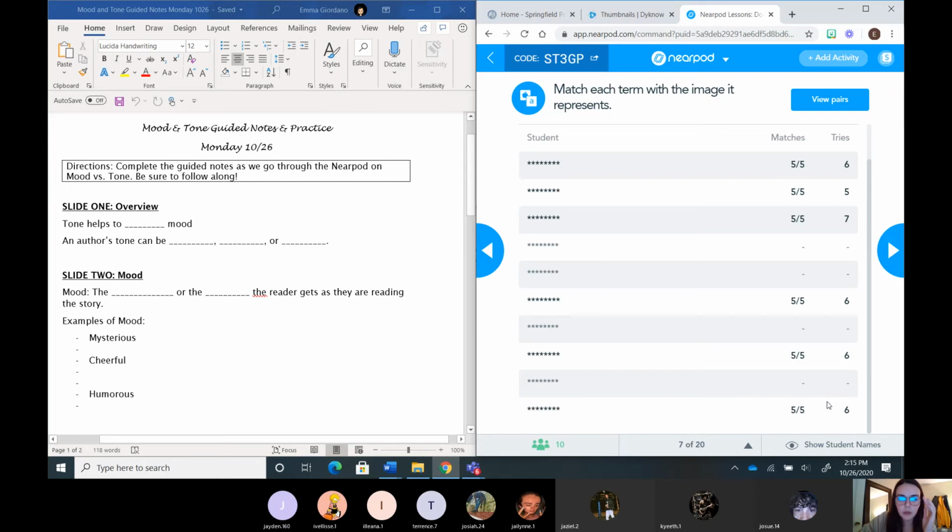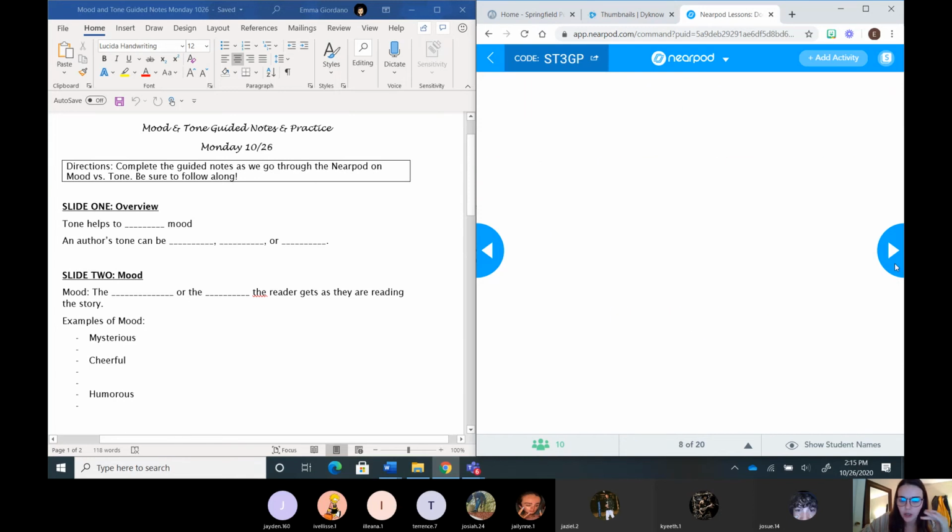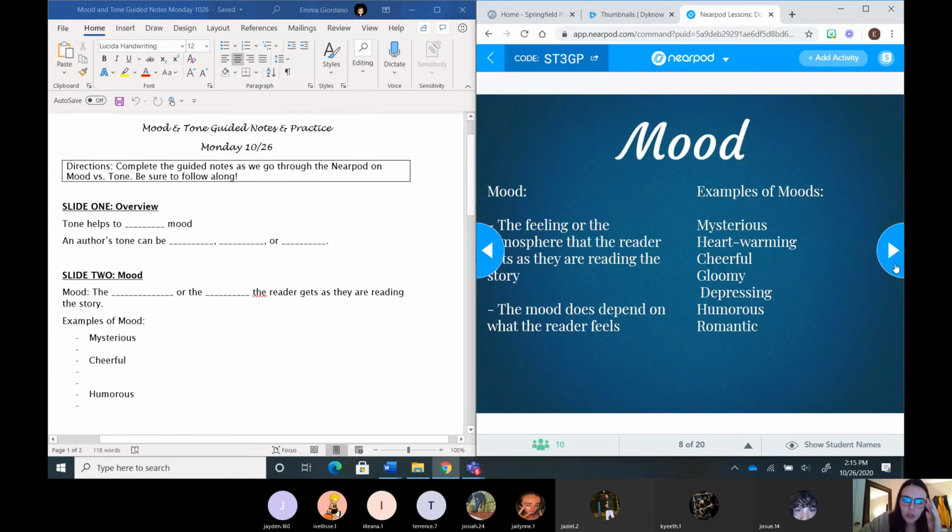Alrighty, so now we're going to talk about the difference between mood and tone and how to find these. The next slide is technically the next slide of information, so slide 2 on mood. This will be going on to your notes. Mood is the feeling or the atmosphere that the reader gets as they are reading the story.